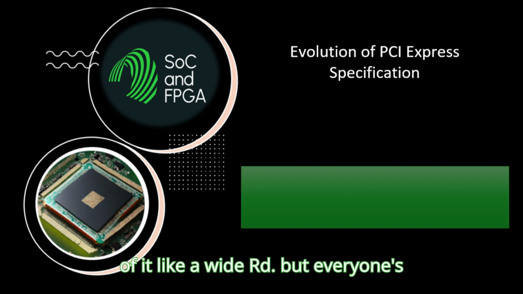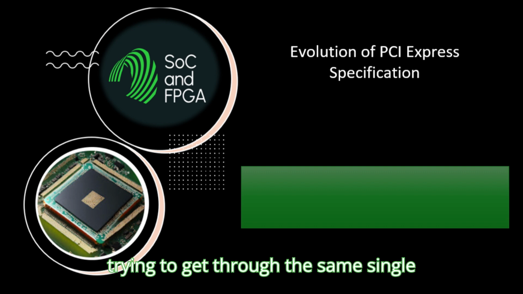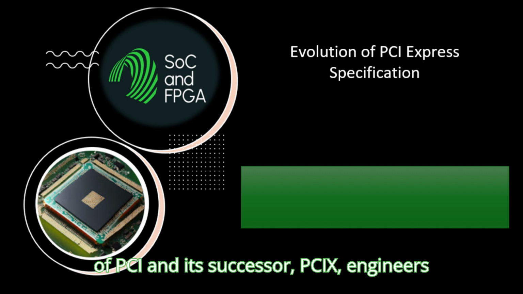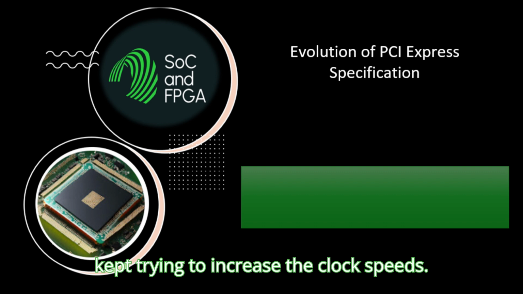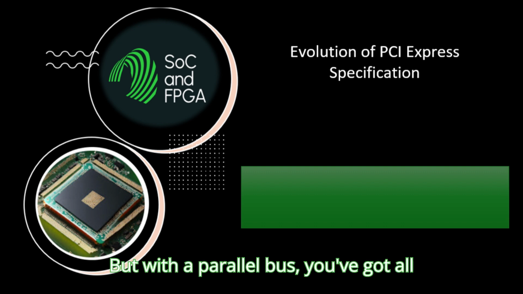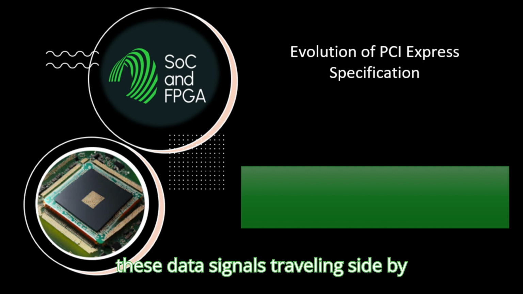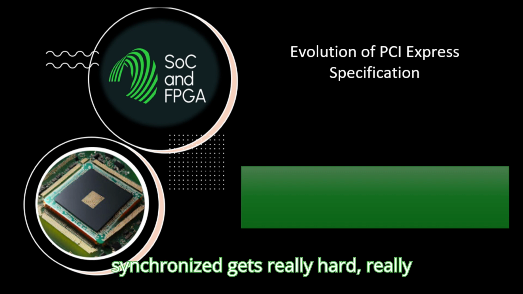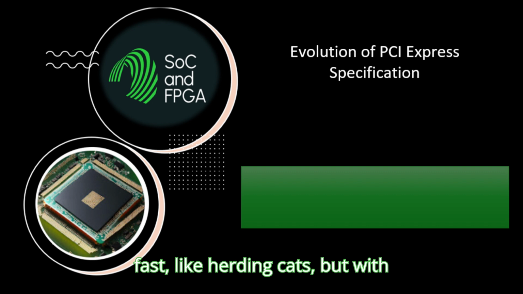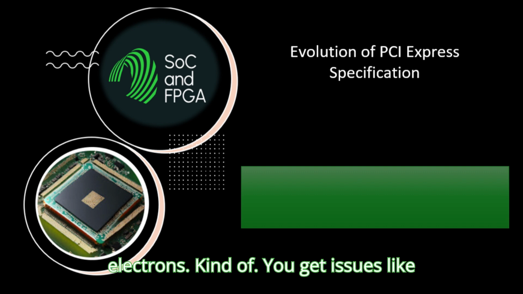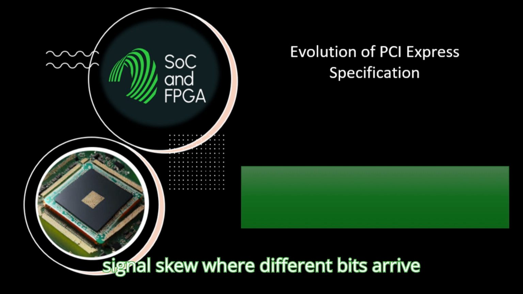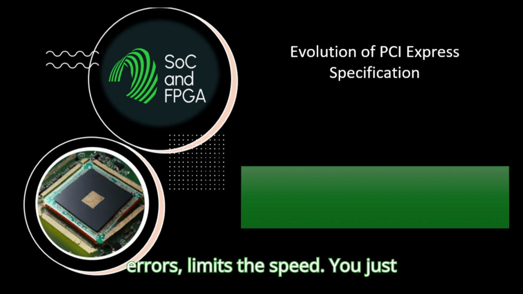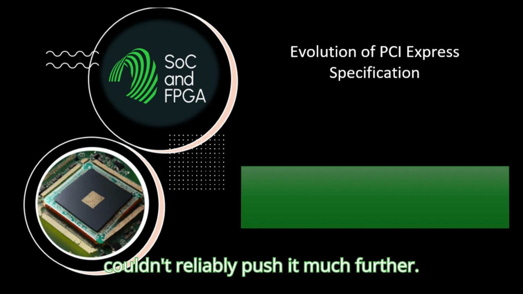Think of it like a wide road, but everyone's trying to get through the same single toll booth. Yeah, okay. To get more speed out of PCI and its successor PCI-X, engineers kept trying to increase the clock speeds. But with a parallel bus, you've got all these data signals traveling side by side. Keeping them all perfectly synchronized gets really hard, really fast. Like herding cats, but with electrons. Kind of. You get issues like signal skew, where different bits arrive at slightly different times, which causes errors and limits the speed. You just couldn't reliably push it much further.